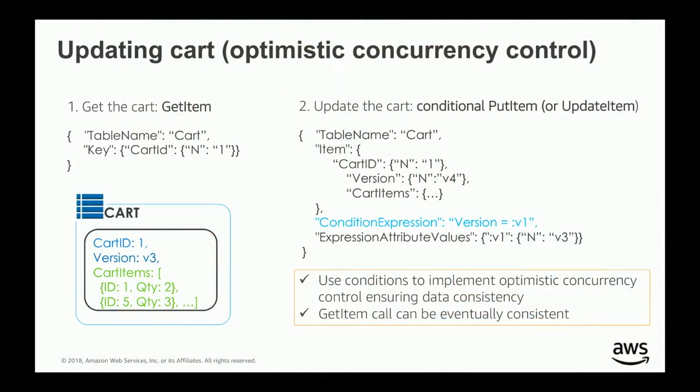So to sum it up, we're using conditions in DynamoDB, condition expressions to be specific, to implement optimistic concurrency control, which ensures data consistency between updates. The get item call can be eventually consistent, and you should take advantage of that.